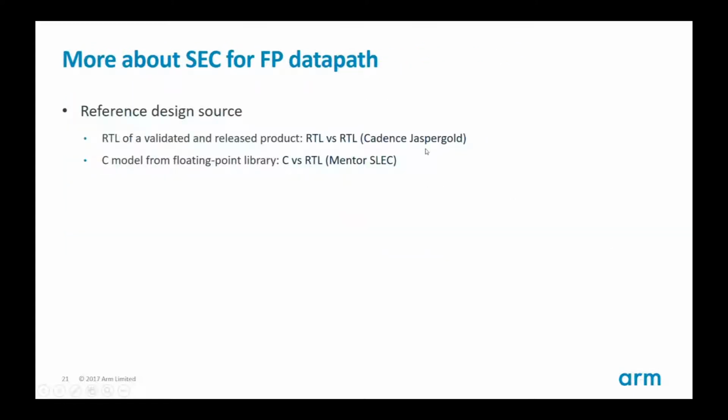All right, moving forward. So in our case, for floating point data path, we use two kinds of golden reference designs. One was an RTL from a design that was validated early on, like a previous design that has been in the market for a long time that we thought was golden enough. And then in another application, we took a C model from our performance model library that Vikram was talking about. And towards that, we use Mentor's SLEC tool.